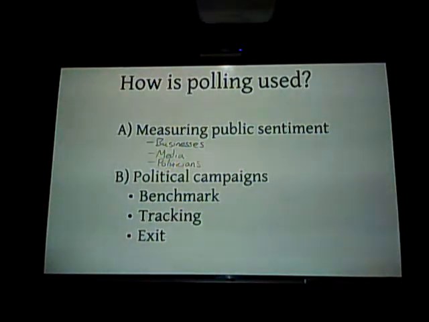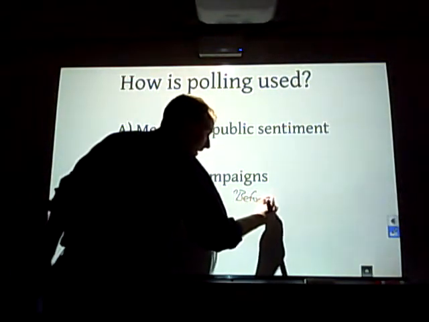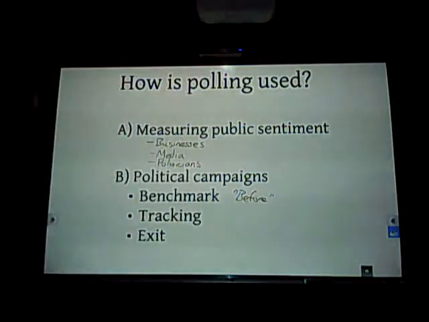The second way that polling can be used, we're going to talk about, is during campaigns themselves, which is what we've been seeing the last several months. Okay? And we're talking about three specific polls: a benchmark poll, a tracking poll, and an exit poll. Okay? A benchmark poll is a sort of before poll. It's done before a campaign to test the waters and see whether a candidate should run for office.